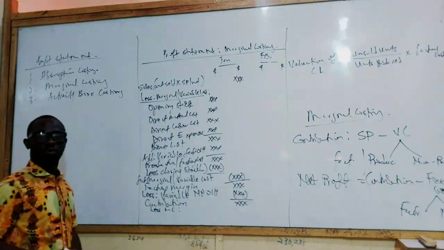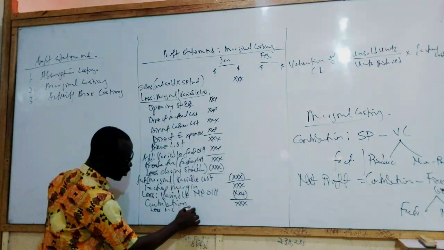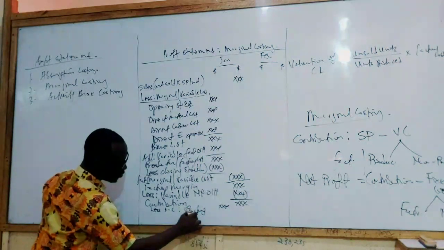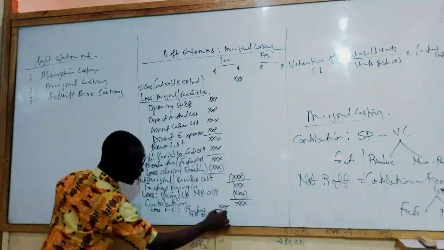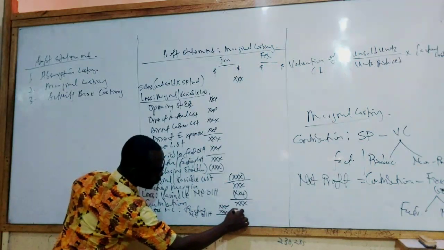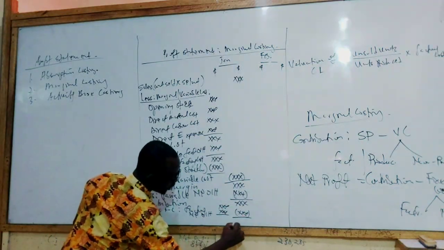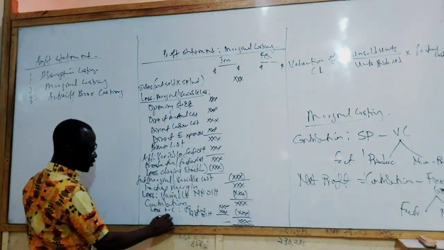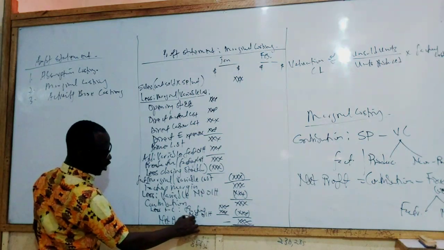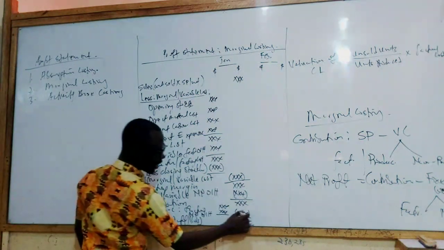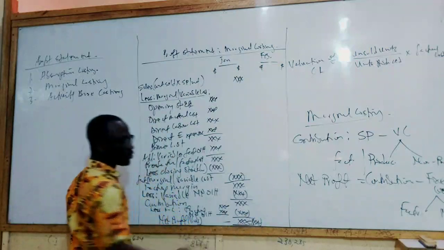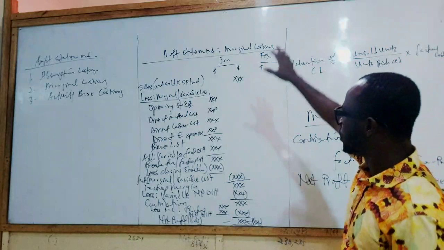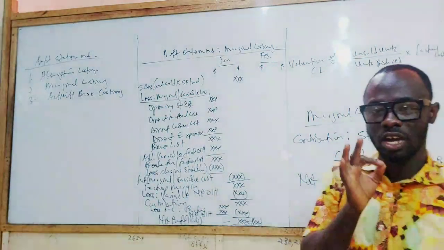And the fixed cost here will include both factory fixed cost and then the non-production fixed overheads. So the two will be deducted from the contribution. I'm just trying to put all of them here, and then we'll get our net profit or loss. If the answer is negative, that will give us what? A loss. So this is how we prepare the profit statement using the marginal costing approach.